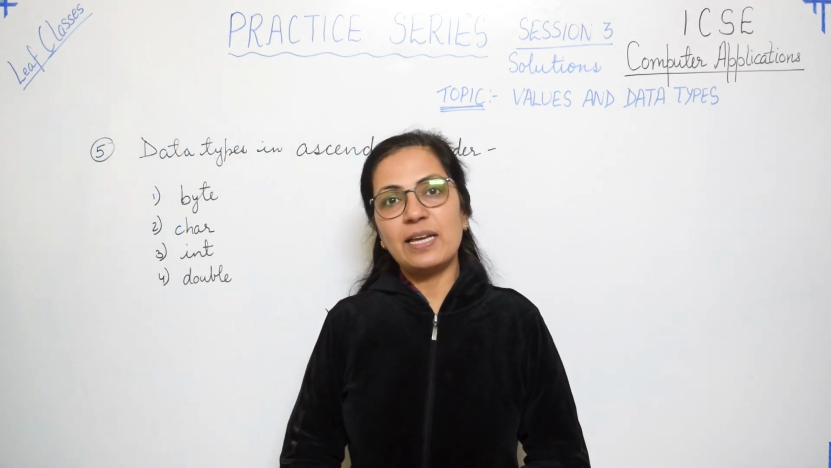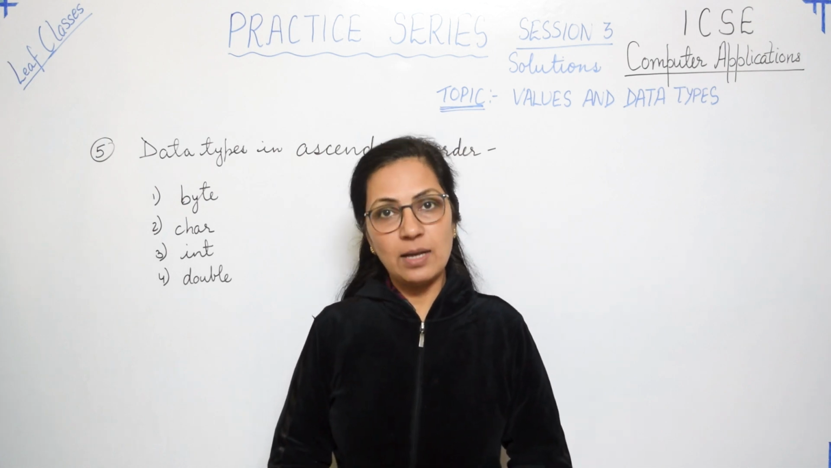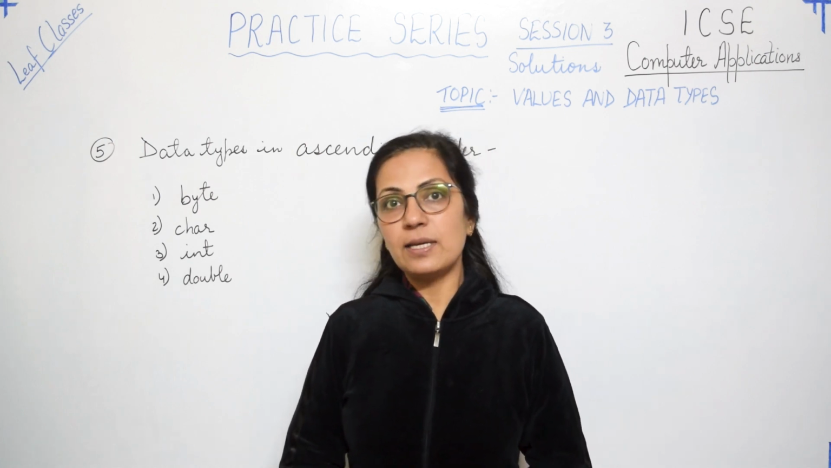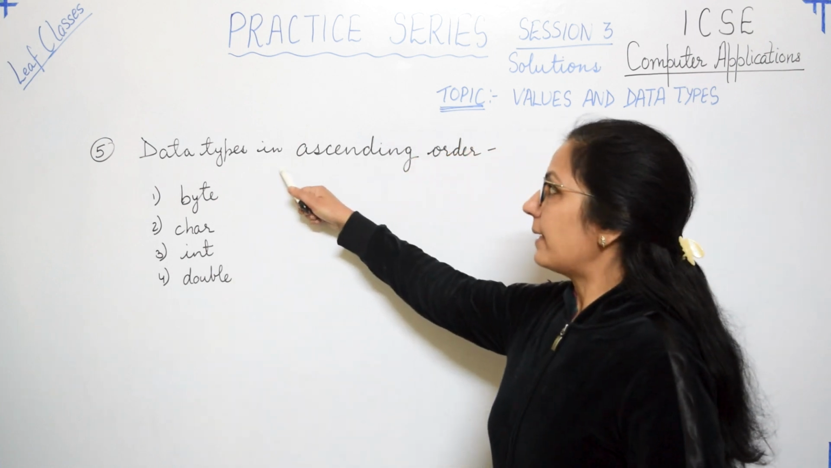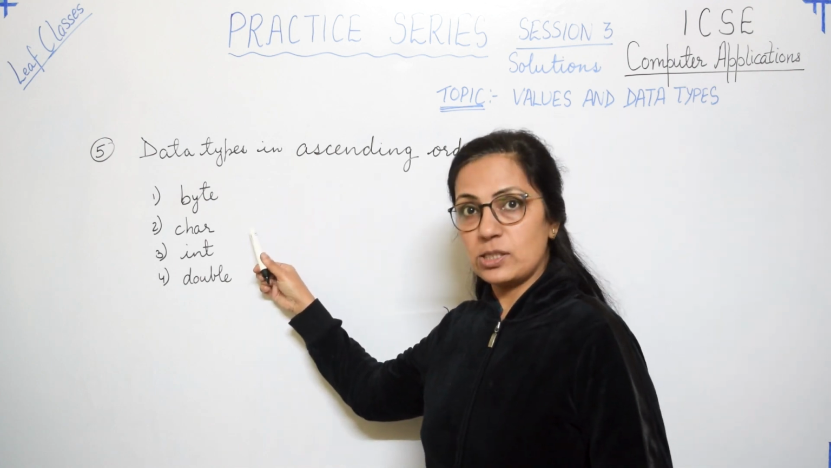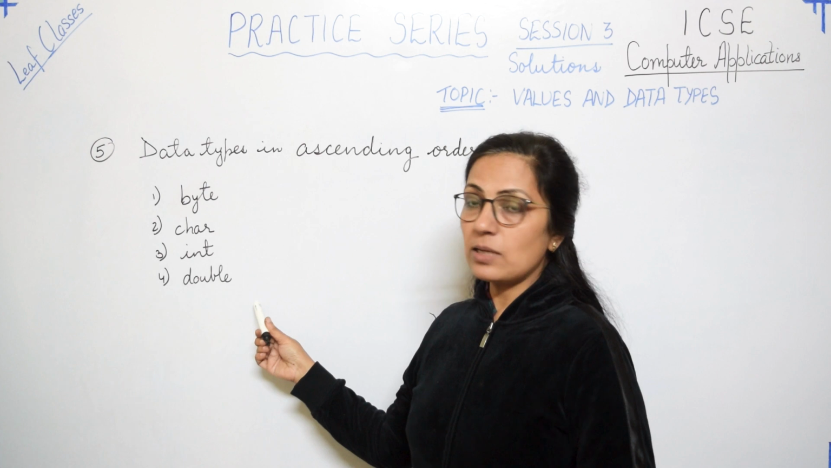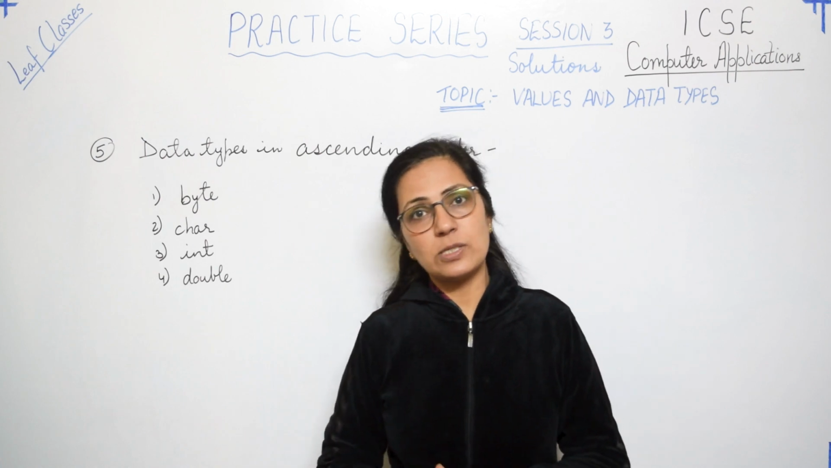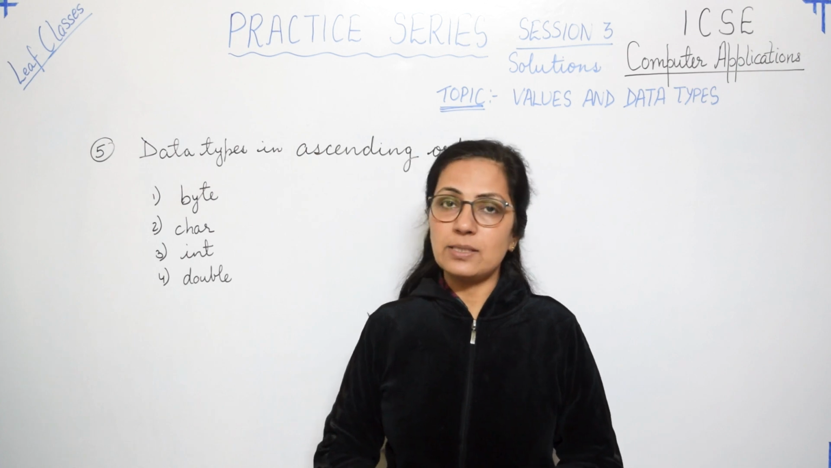Question number 5 I have taken from the board paper of year 2015, which says you have to arrange the given primitive data types in ascending order of their size. In question number 4, we have seen different primitive data types and their size. So here is the answer. You can write like this: data types in ascending order are byte, which takes 1 byte, char, which uses 2 bytes, int, which uses 4 bytes, and double, which uses 8 bytes of memory space. You can write this on different lines or on the same line, whichever way you are more comfortable, and the questions are always asked like this in the exam.